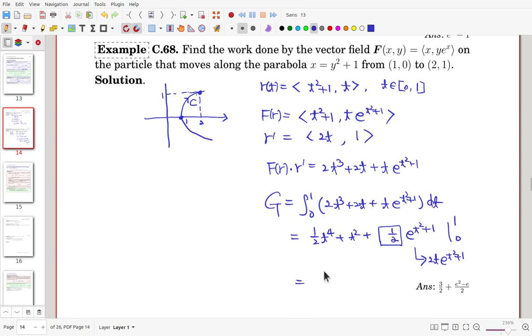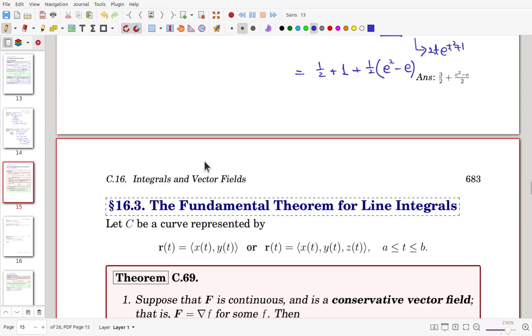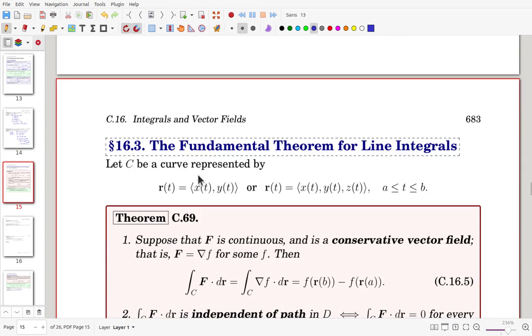From the first one, we have a half. From the second one, we have 1. And from the last one, we have a half there. Once t is 1, then e squared. And once t is 0, then e to the 1, which is e. So we have this final answer. Okay. Let's move on to the next section.